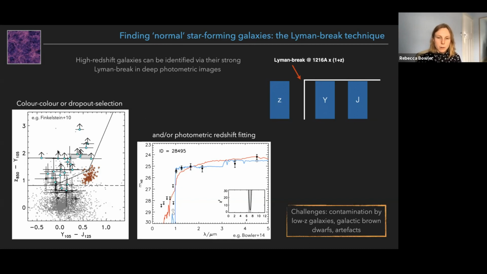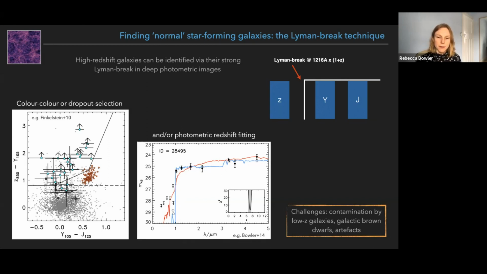Another similar complementary approach is to use more of the filters, so not just 3. We have many optical and near-infrared bands, and we can fit to these bands with simulated galaxy spectra. So that's what's shown in this plot here. Again, it's a Redshift 7 galaxy. We see the Lyman-break in the data, which is the black points, around 1 micron. And we fit different galaxy templates to it and get the best fit model and the best fit redshift. And in this case, the best fit model is this blue line, which is a Redshift 7 galaxy.